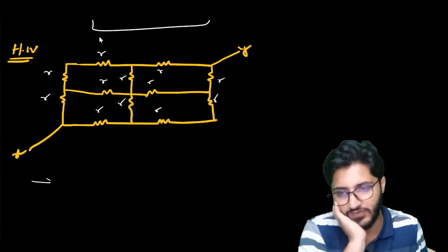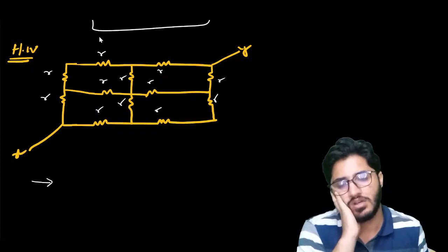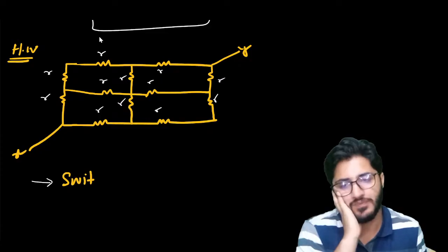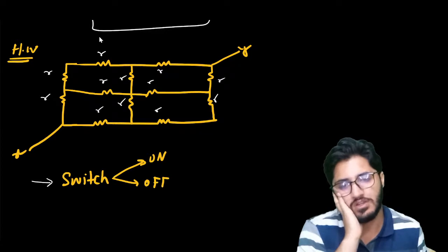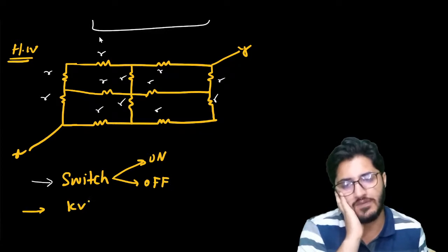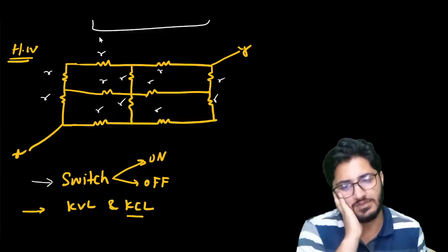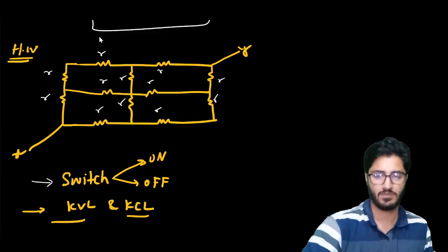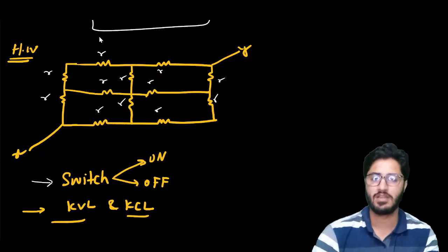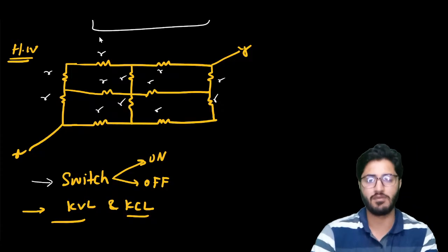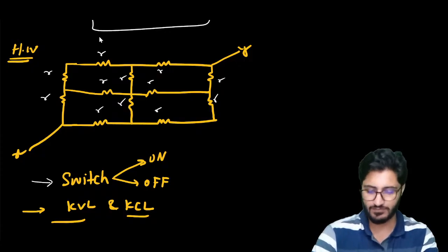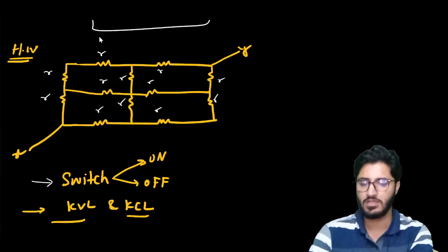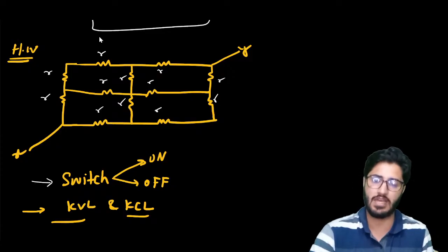In next class, we will be studying switch problem. Okay? Switch on and off. This problem. Then KVL and KCL. In next class, KVL and KCL. Then we will be having switch on off. This one, and if time permits, so then we are having Wheatstone bridge.